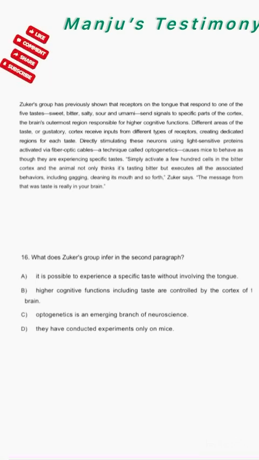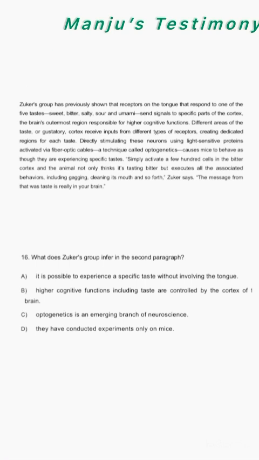So Zucker's group stimulated the mice's cerebral cortex with a fiber optic cable using optogenetics, and the result was that simply activating a few hundred cells in the bitter cortex made the animal not only think it was tasting bitter but execute all the associated behaviors, including gagging, cleaning its mouth, and so forth. So after stimulating the mice's cortex, the animal not only thinks it's tasting bitter but also executes all the associated behaviors.